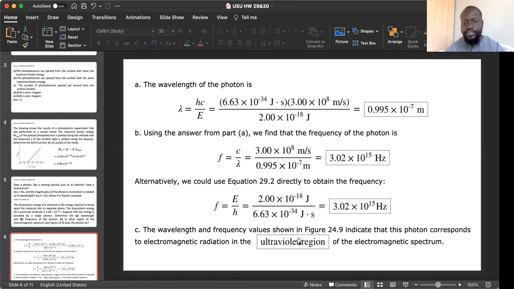So the wavelength and frequency, show value from the figure 24.9 in the text. You can compare your value of the wavelength. You can tell the range that it falls in, the ultraviolet region of the spectrum.